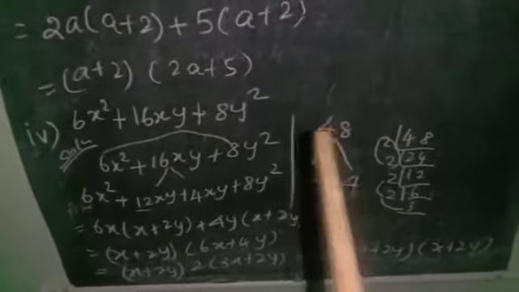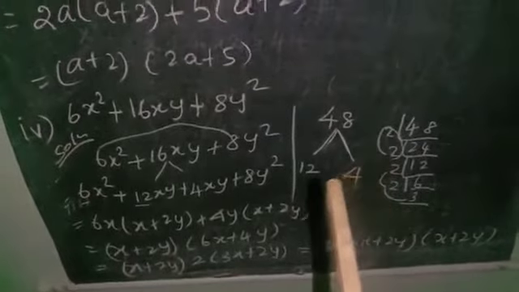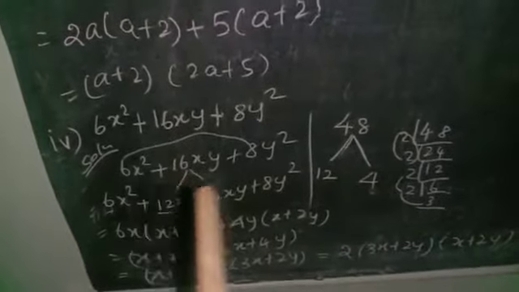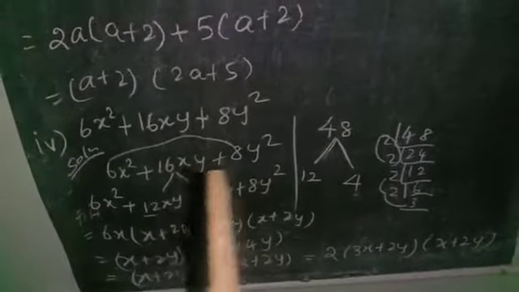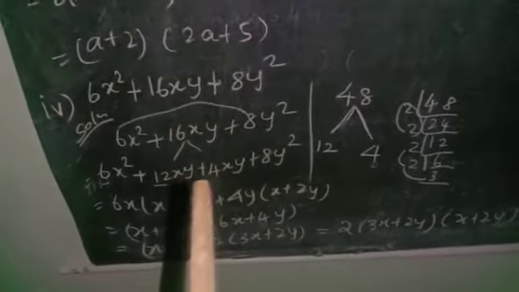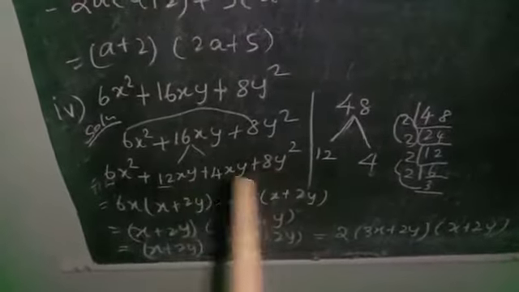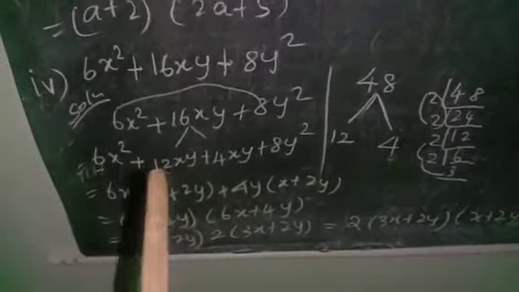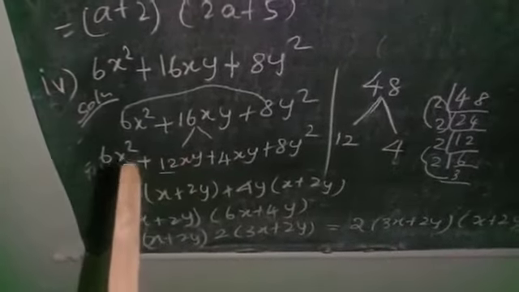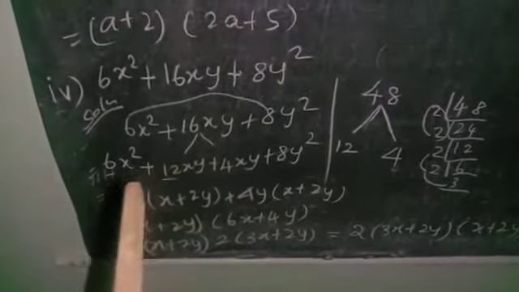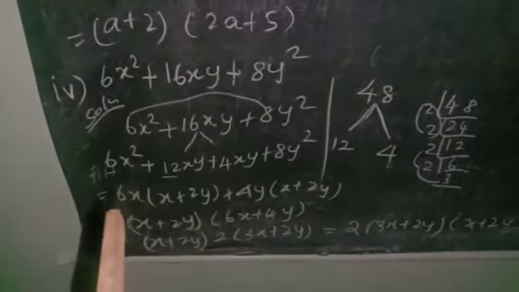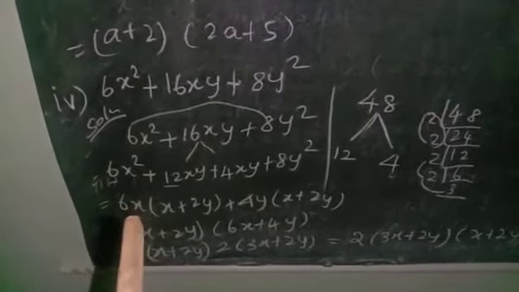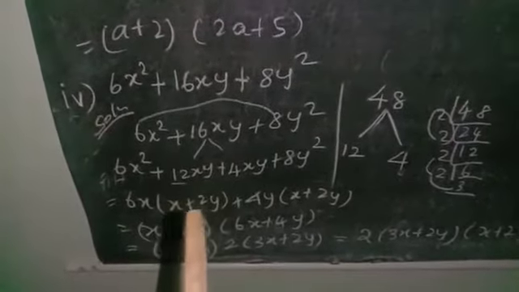Here we split 48 into two numbers. The two numbers are 12 and 4, so 12 times 4 is 48. So 16xy can be written as 12xy plus 4xy, and we write 6x square and 8y square as well. Then we see the first two terms, 6x square plus 12xy. What is the common one? 6x. So we take 6x in common outside of these two terms, and we get x plus 2y.